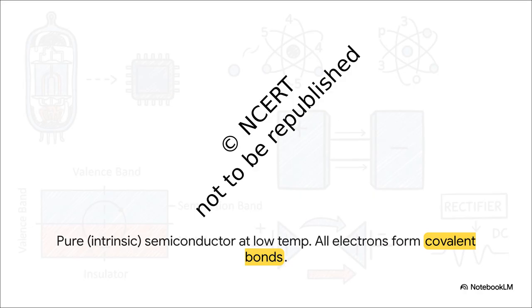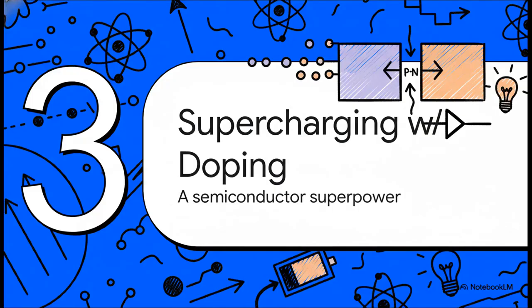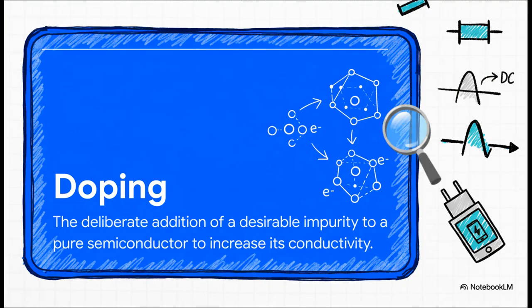So here we see a pure semiconductor, what we call intrinsic. And honestly, at low temperatures, it's a little bit boring. All the electrons are just perfectly bonded, holding hands with their neighbors. But you know what? A pure semiconductor isn't very useful. The real magic happens when we add a special ingredient. And this process, it's called doping. It's just like adding a special masala to a dish to give it that amazing flavor. Yep. Doping gives the semiconductor its superpower. This is how we can control it.